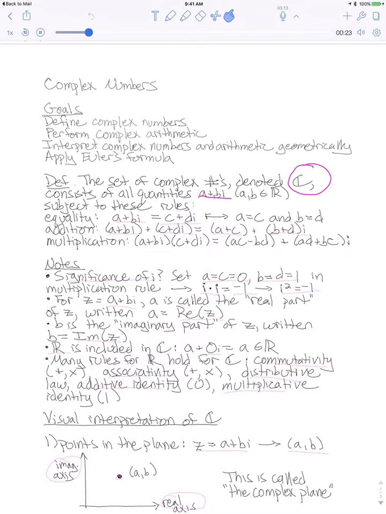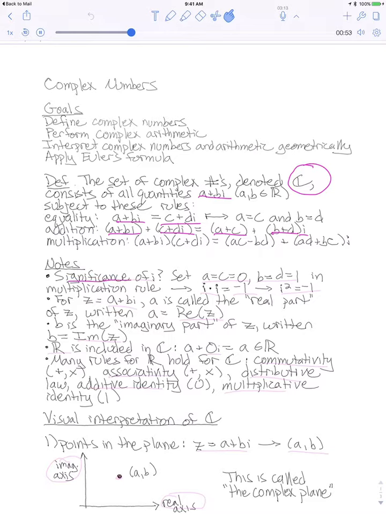And there are rules for equality, addition, and multiplication. The equality rule says a plus bi and c plus di are equal only if a equals c and b equals d. The addition says that when you add a plus bi to c plus di, you add the stuff without the i's together, and then you add the stuff with the i's together and group it with an i. And then there's a rule for multiplication that's kind of complicated. I won't read it out loud. But these are the sorts of things you would never memorize, right?